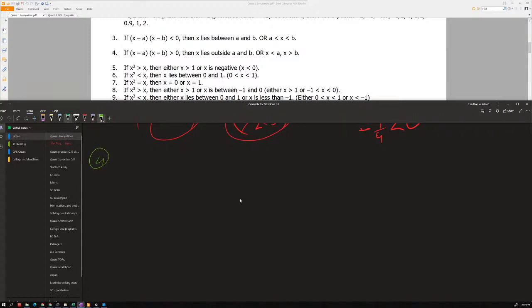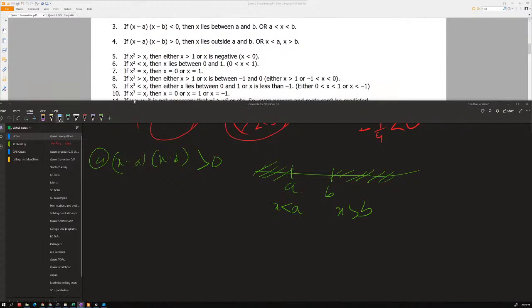So number 4 is the same thing, x minus a, x minus b. Then this is greater than 0. That means x lies outside. So basically, if this is a and b, x will lie either here or here, anywhere, but it cannot lie between them. Again, you can put a value and check, but this will be x is less than a or x is greater than b. We don't need to spend much time on it.